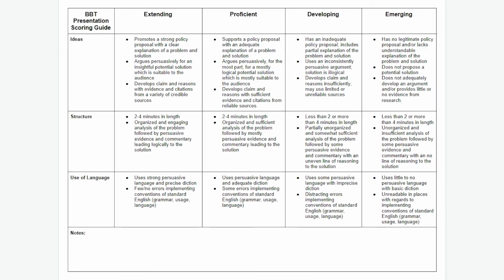Our infograph presentation scored extending on all three categories, or in other words, this project received a perfect score. This is because our ideas that were presented were clear in the infographic and used informative graphs to analyze statistics presented in the annotated bibliography. The structure of our project was organized so that information was easy to read. Finally, the use of language in both the infographic and annotated bibliography utilized strong persuasive language and precise diction in order to make a convincing argument.